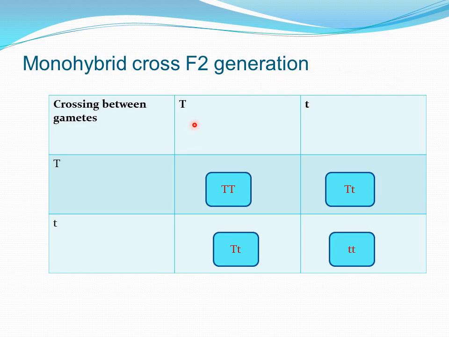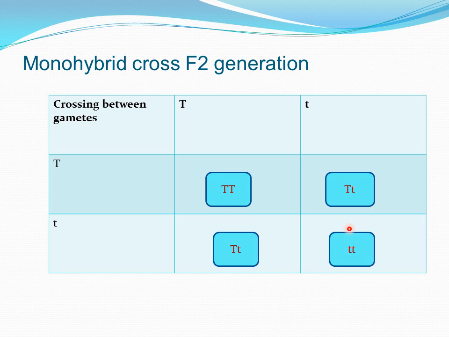Now here, after crossing this, we can see that what we got from the F1 generation, we are crossing those gametes. So this one and this one in the Punnett square, we are seeing the result is capital T capital T, capital T small t, capital T small t, and small t small t.